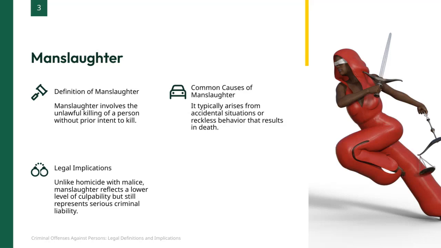Manslaughter is defined as the unlawful killing of a person without any prior intent to kill. This means that unlike murder, the person did not plan or intend to cause death. Manslaughter often occurs in situations that are accidental or involve reckless behavior that leads to someone's death. Because of this, the legal system treats manslaughter differently from intentional homicide. While it reflects a lower level of blameworthiness compared to murder, it still carries serious criminal consequences due to the loss of life involved. Understanding these distinctions is crucial when discussing the law surrounding manslaughter.